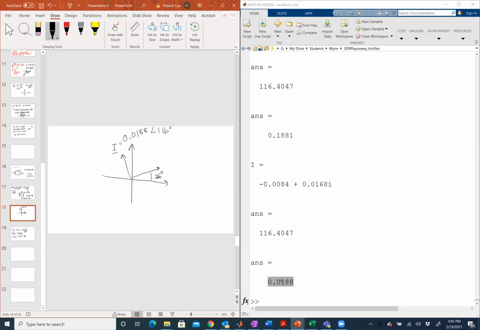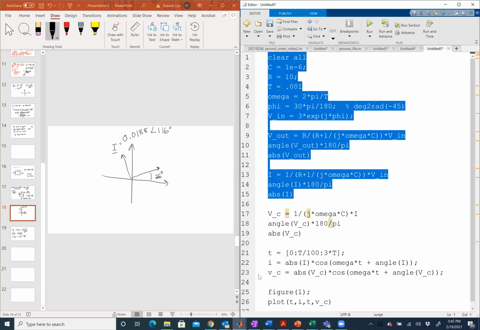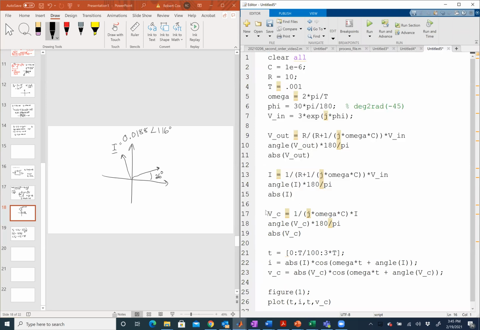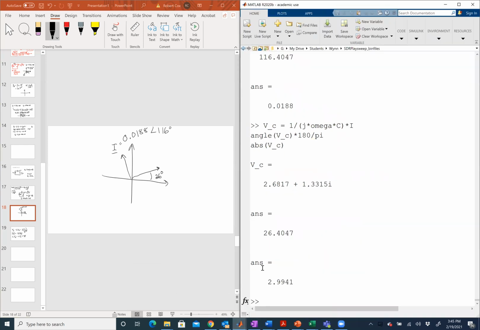Let's do that real quick here. Here's where I did the math, and let's run that. And there it is. There's the angle, 26 degrees, and the magnitude is apparently about 3 volts. So my scales are way off here. That means this guy is way bigger. This was 18 milliamps. This guy's 3 volts. My scale is still pretty far off, but this guy is a 90-degree rotation.